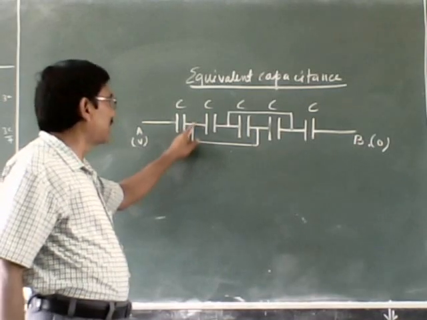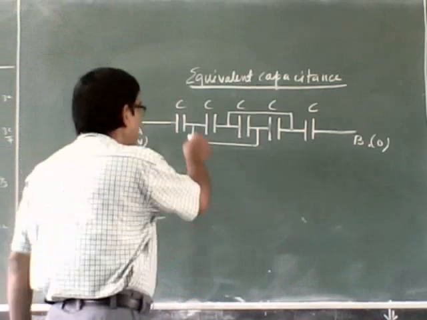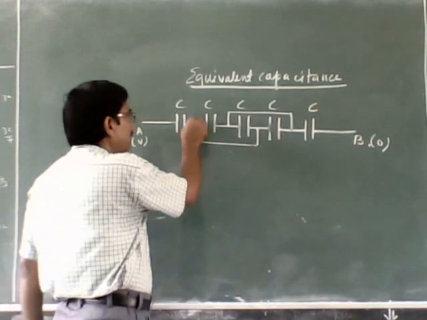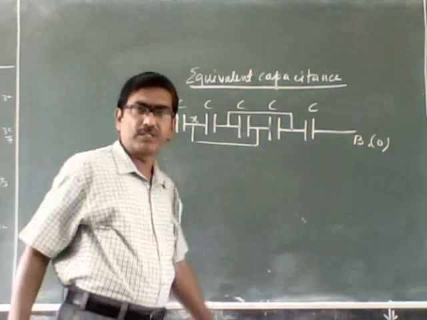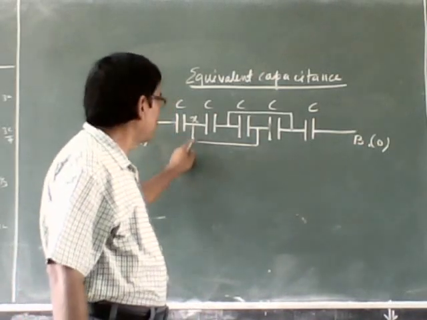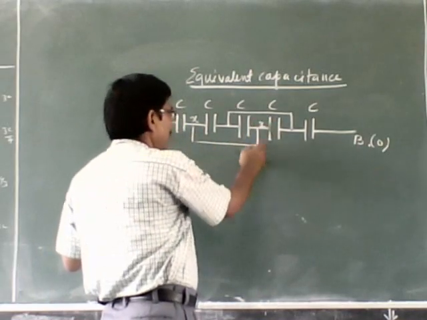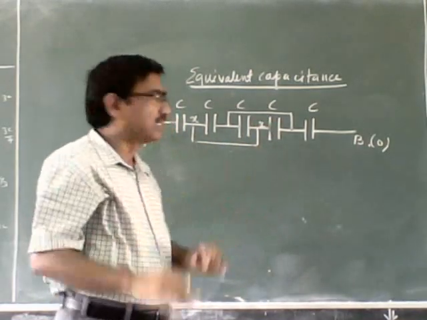Okay, so you cannot say that at this point the potential will be V. You do not know what the potential will be at this point, so that's why you take the point as X potential. And as the potential at this point is X, the potential at this point is also X, because in between this path there are no capacitors.